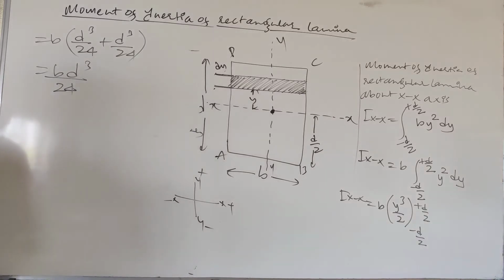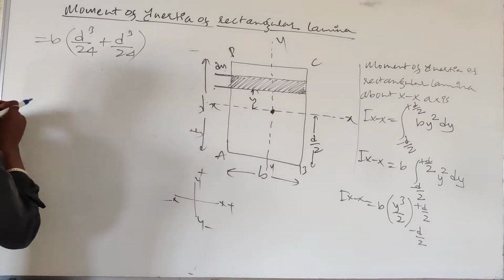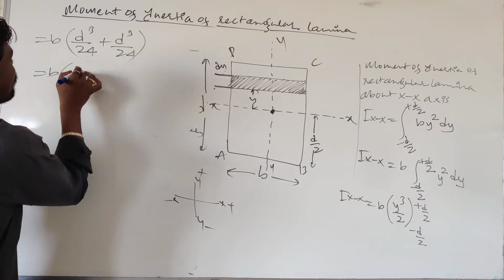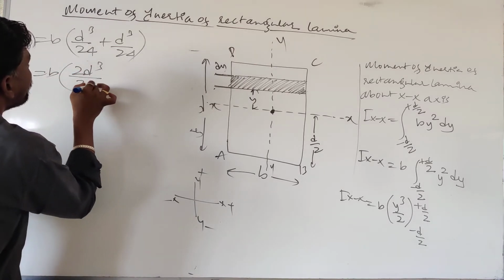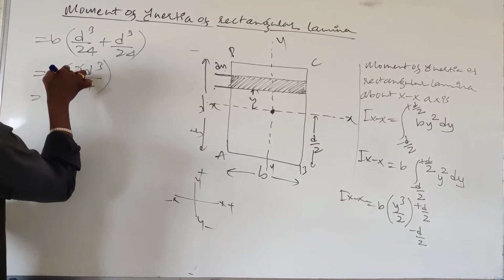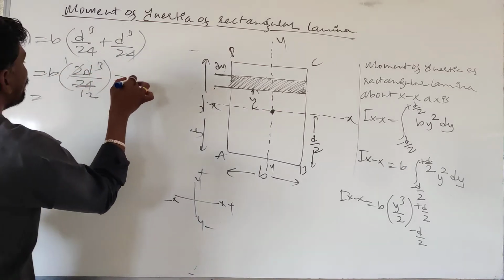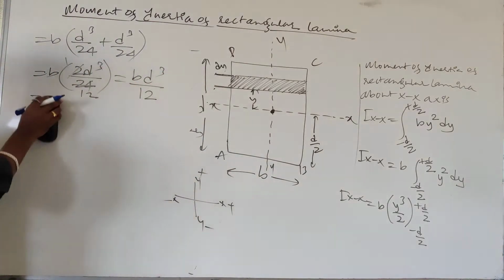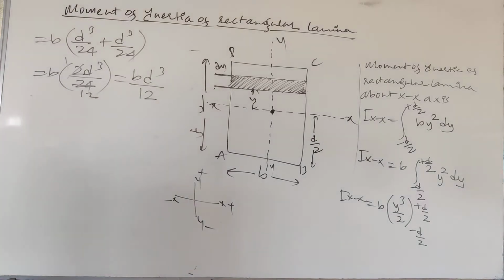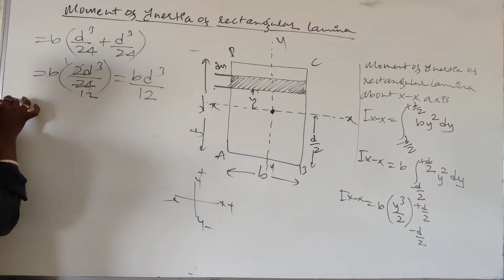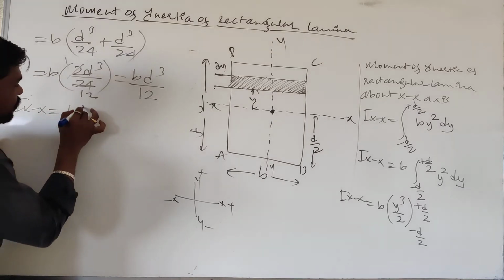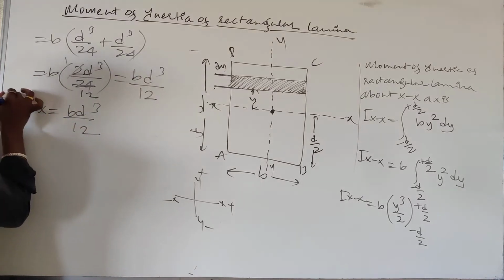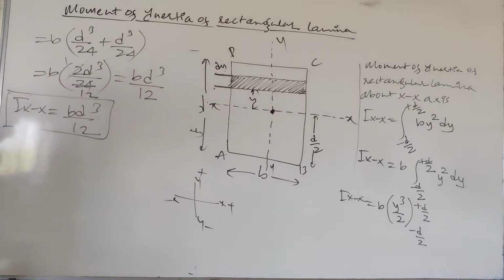Sorry, I will do one thing here. So do one thing here: b is equal to 2d cube divided by 24. Getting my point? 2 ones are 2, 2 12s are 24. So then it becomes b d cube divided by 12. So here Ixx is equal to b d cube divided by 12.